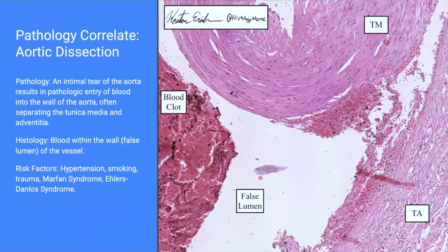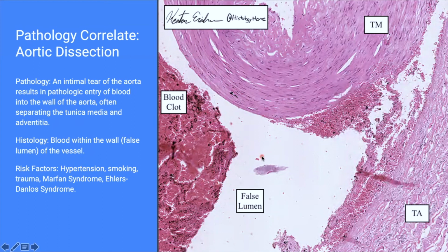Alrighty, our final pathology correlate here is going to be an aortic dissection. The pathology here is that a tear in the tunica intima allows blood to enter the wall of the aorta, and it will often collect in between the tunica adventitia and the tunica media layers. On histology, what we see here is a collection of blood cells that is most likely coagulated and formed a clot in this false lumen.